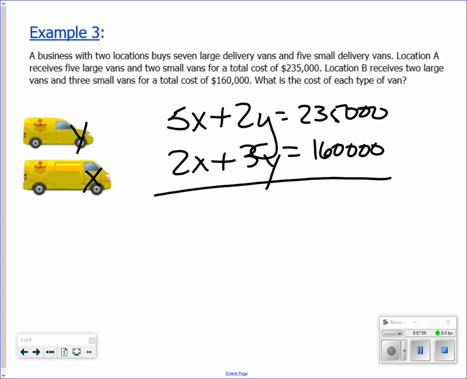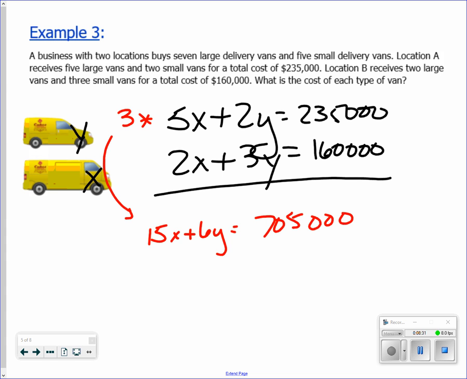So now, using elimination, I want to create opposites. So I want to create a situation in which either the x or the y is eliminated. So how could I do that? Well, let's say I multiply the top one by 3. So in the bottom here, I'm going to multiply that one by 3. So 15x, 6y, and 235,000 times 3. Sorry, I'm going to pull out a calculator here. So 235,000 times 3 is 705, so $705,000.